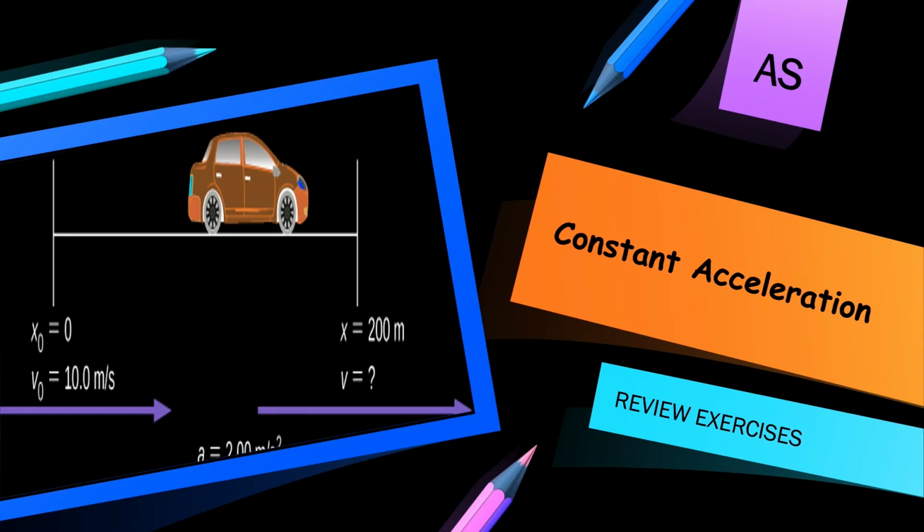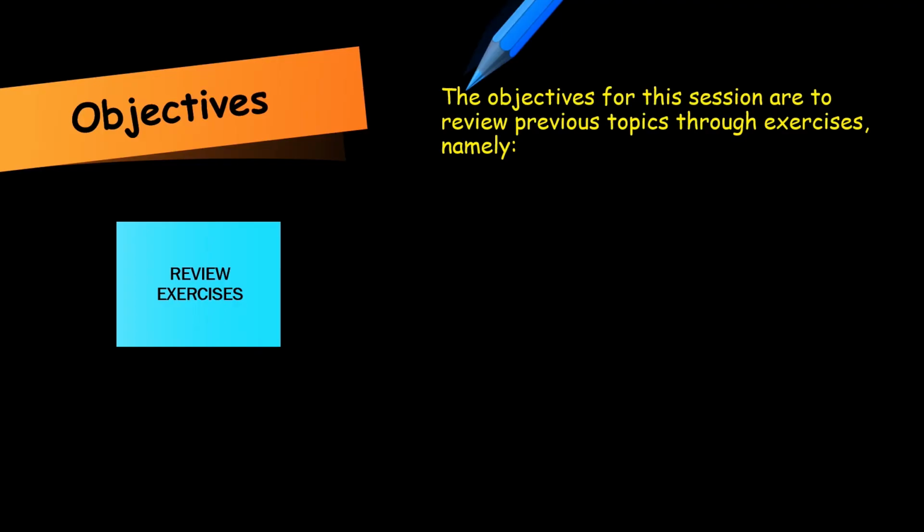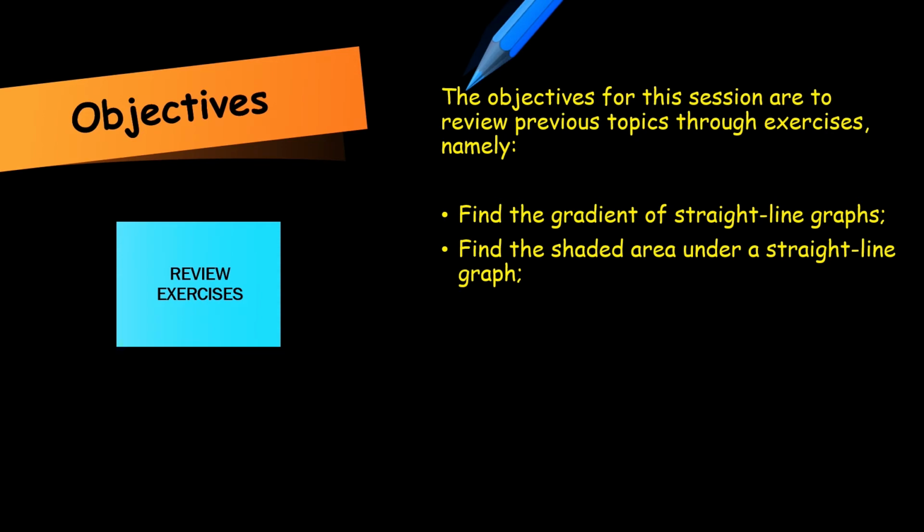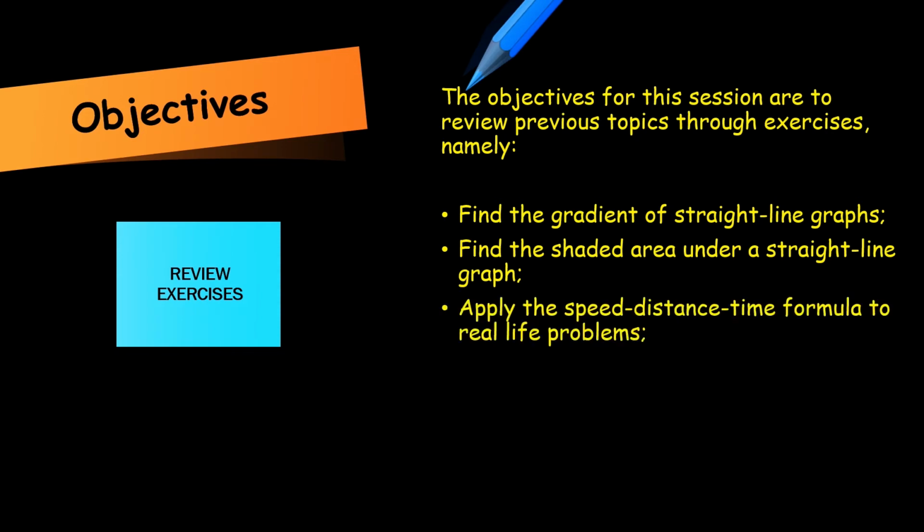Welcome to the unit on constant acceleration. In this unit, we will be looking at key concepts through review exercises. The objectives for this session are to review previous topics through exercises, namely, find the gradient of straight line graphs, find the shaded area under a straight line graph, apply the speed distance time formula to real-life problems, and solve simultaneous equations and quadratics.